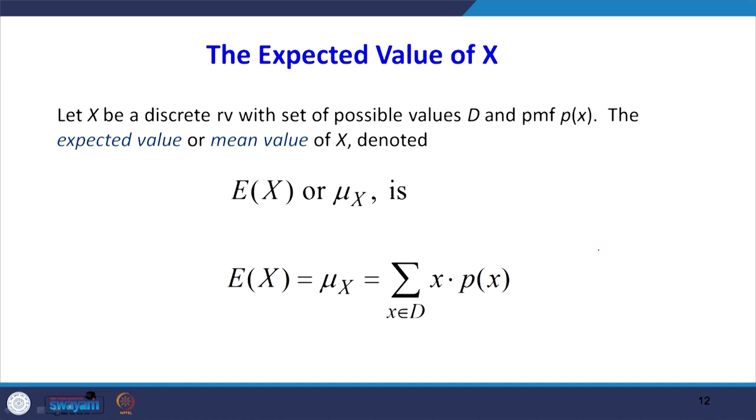Then there is a very important property, the expected value of x. Let X be a discrete random variable with a set of possible values D and probability mass function p of x. The expected value or mean value of x, generally denoted as expected value of x or mu of x, is sigma of x multiplied by p of x. So, sigma of x multiplied by p of x is your expected value of x.